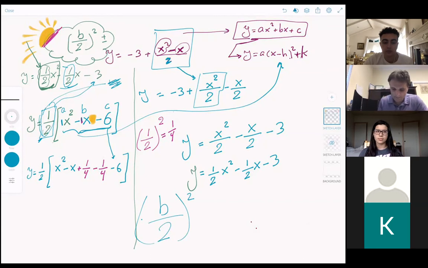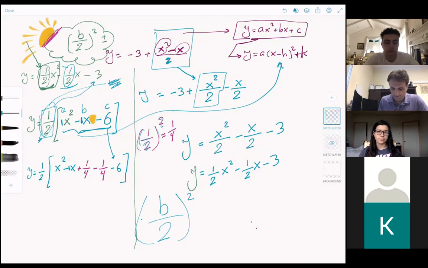In this case, B was 1, correct? So 1/2 squared is 1/4. And then you still keep the original B there, right? Yeah, original B. We love the first B. Oh, okay. Here's going to be the C. Got it?